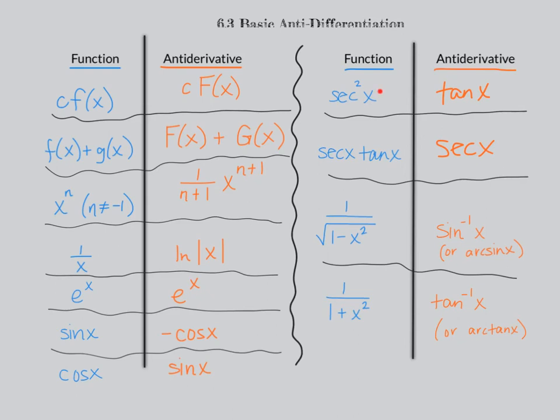These are other common ones, right? The derivative of tangent is secant squared. So if we started with secant squared, its antiderivative would be tangent. The derivative of secant is secant tangent, so vice versa. These were some of the inverse trig. These are the two most common ones. These are the ones that you should know.